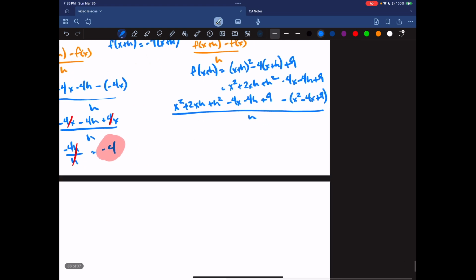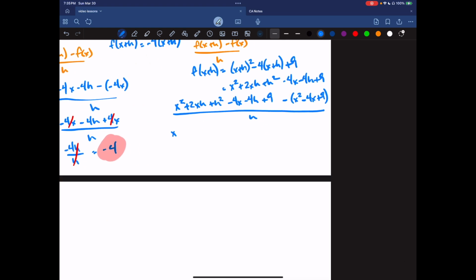Okay, so let's clean this up. We have x squared plus 2xh plus h squared minus 4x minus 4h plus 9 minus x squared plus 4x minus 9 all over h. Okay, so I have a plus 9 and a minus 9. I have a minus 4x and a plus 4x. I have an x squared and a minus x squared. Right, so my original took away all this stuff.